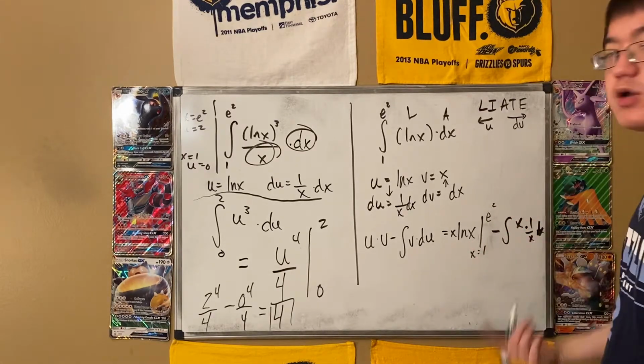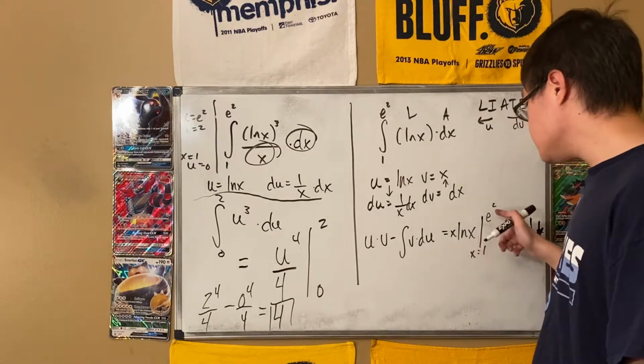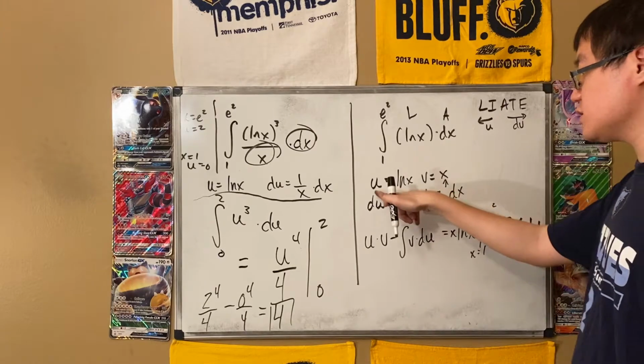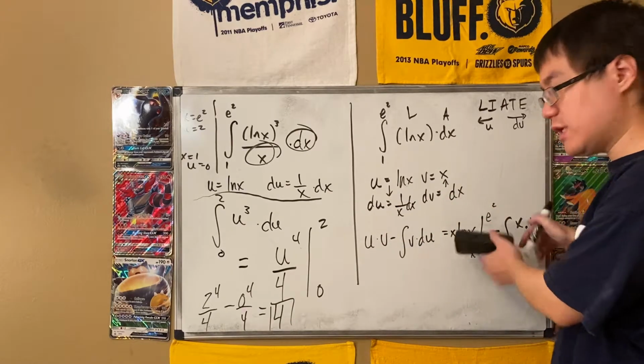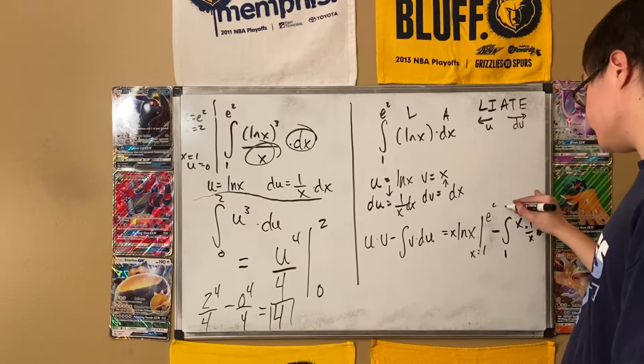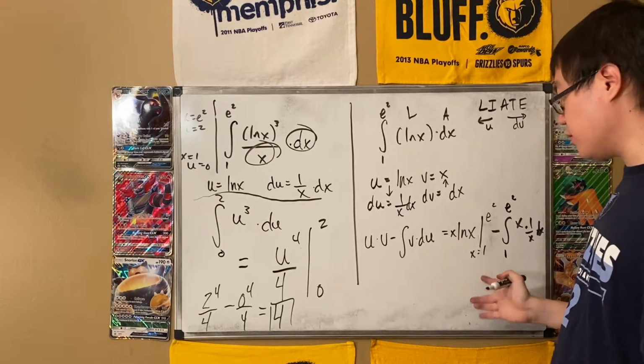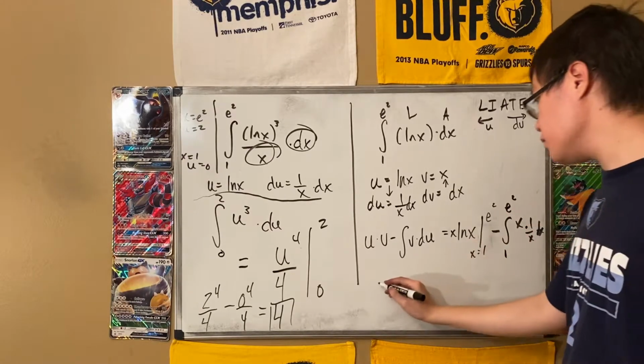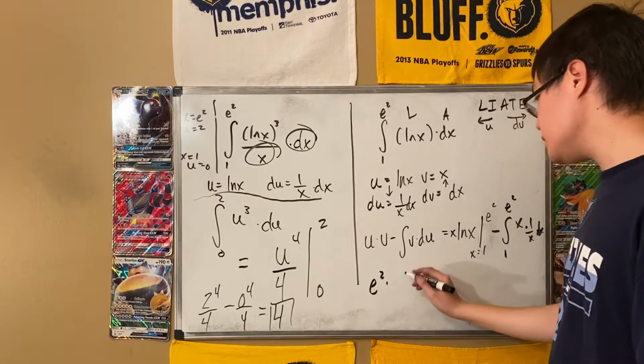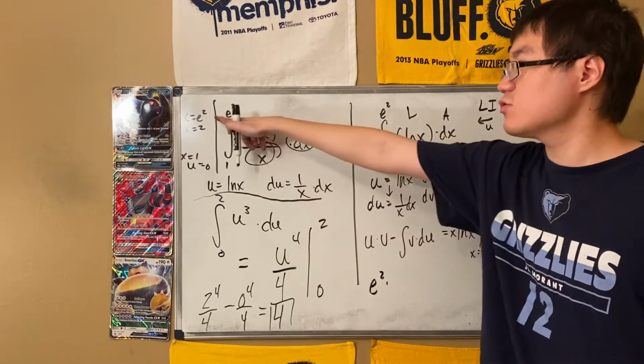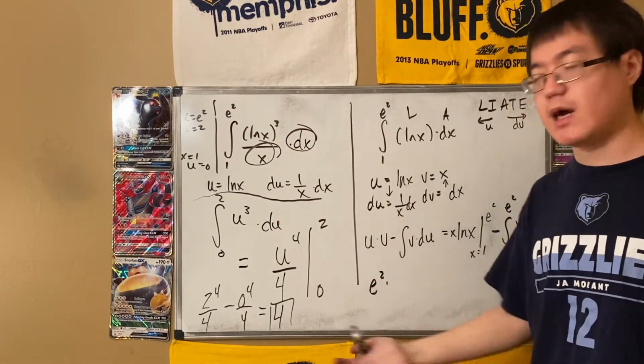What we're going to do is top minus bottom just like the other one. So we're going to first do top minus bottom on just the uv part, and then we'll deal with this integral later. I like to do that when I do integration by parts definite. So we're going to plug in e squared. It looks like we're going to get e squared times ln of e squared. But remember, ln of e squared is 2 because ln of e to any power is that power.